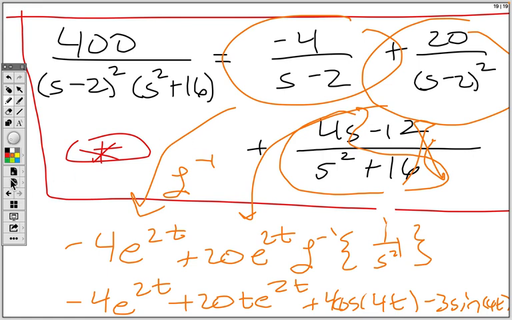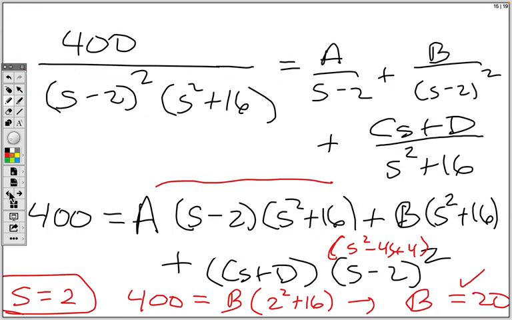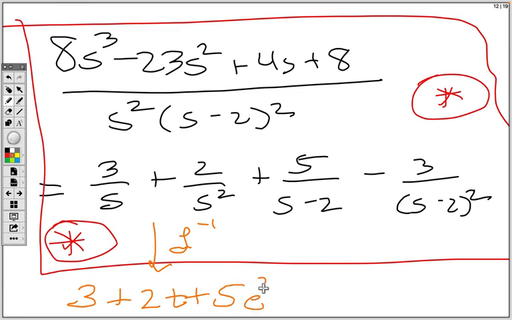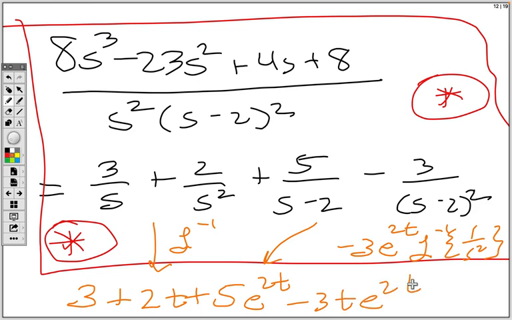And then you'd have to add all of that to the inverse Laplace of the other big red box. So 3 over s, that's going to come back as a 3 plus your 2t plus your 5e to the 2t. And once again, this would be your shift. You've got the s minus 2 in parentheses. So like we talked about last week, that'd be minus 3 e to the 2t times inverse Laplace of 1 over s squared. That's your minus 3t e to the 2t.